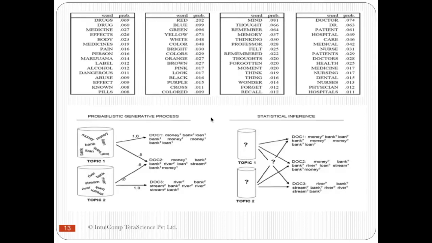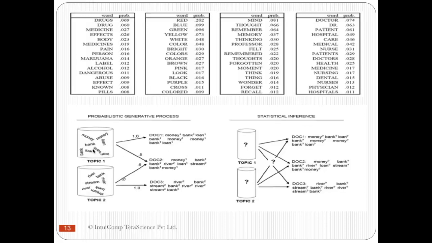For example, if we have 2 topics, money, bank loan, and river, bank, stream, bank, river, both of these have bank in common. However, let's just not consider it for a moment. Since they have bank in common, we need to distinguish which bank we are referring to. So we use a superscript on bank to distinguish.